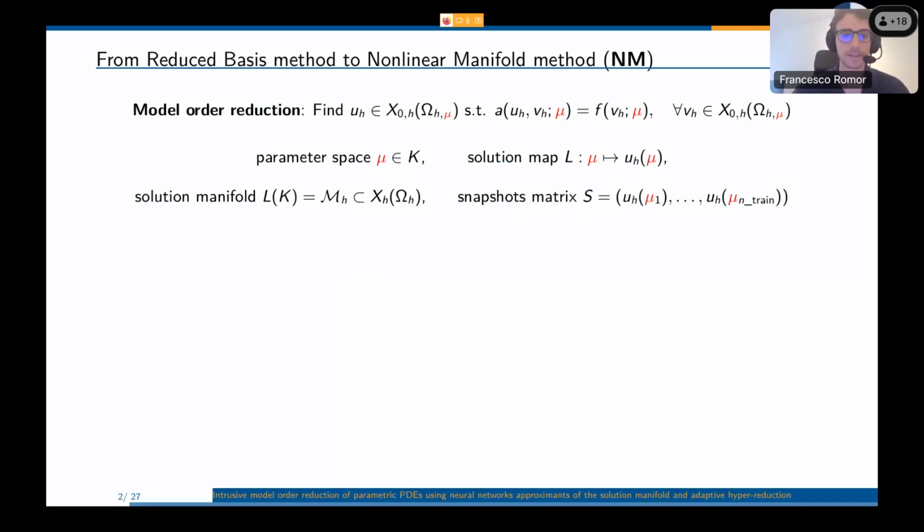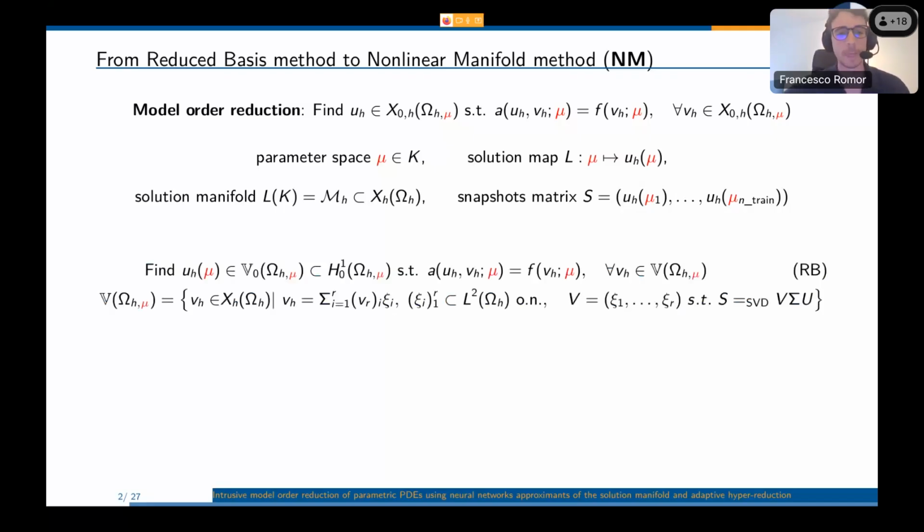So this is more or less the nomenclature of model reduction. You want to find the solution u_h for this weak formulation, and you introduce a parameter space K to which your parameter mu belongs. The solution map maps each parameter to its solution. The solution manifold is the image of the parameter space through the solution map. And in a training stage, you usually collect what is called the snapshot matrix: for different parametric instances from 1 to n_train, their respective solutions.